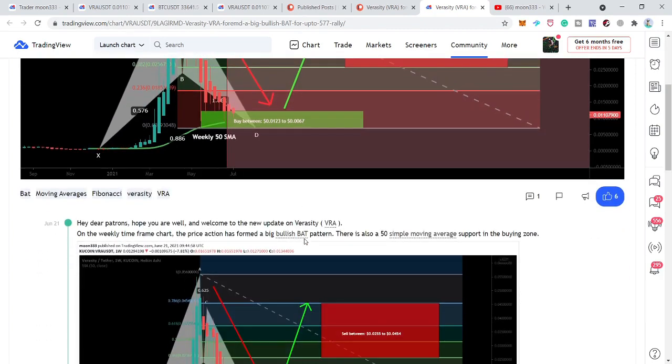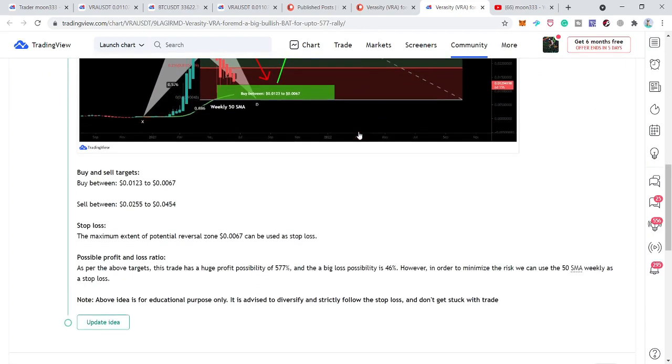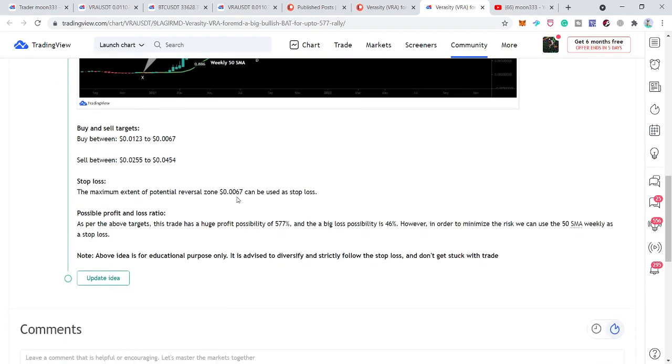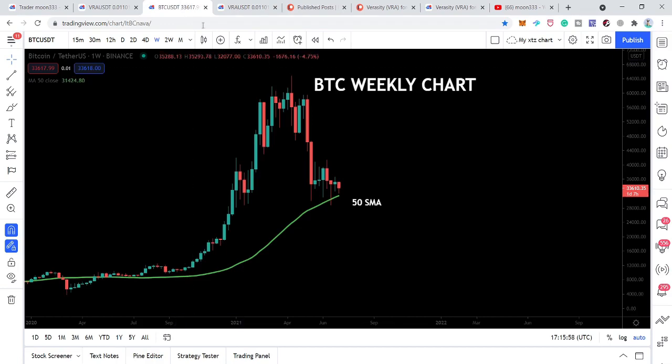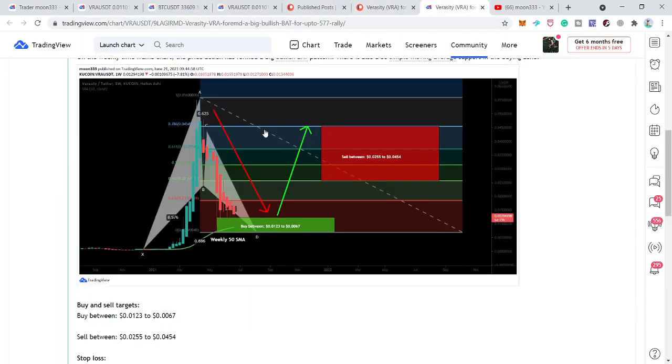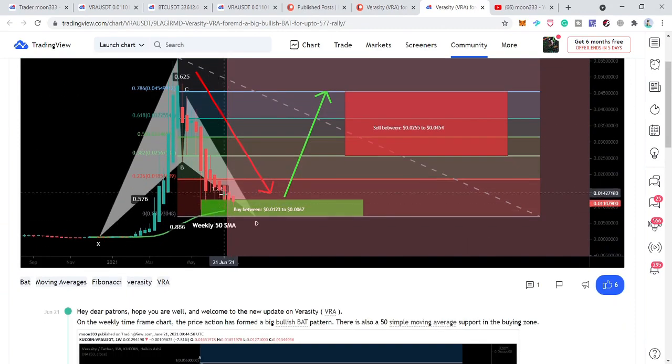In this article that I shared for my members, I told them that we have very strong support from the 50 simple moving average, and the buying zone is too wide because this is a long-term chart. Therefore, I suggested using the 50 simple moving average to minimize the loss or risk ratio. You can see that when the price line moved down here, the price action tested the 50 simple moving average and moved up, and still it is moving in the buying zone.